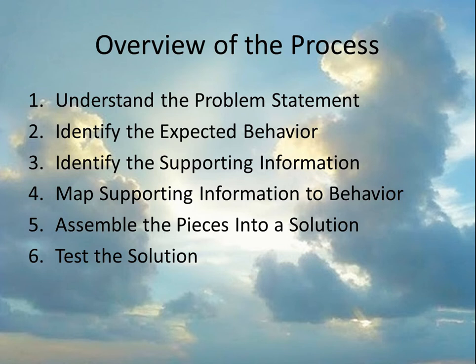Okay, so let's talk about what the 6 steps are. The first step is to understand the problem statement. Then you want to identify the expected behavior. Next, you want to identify your supporting information. Then you want to work on mapping your supporting information to the expected behavior. Once you've done that, you assemble all of the pieces and the information that you've put together into a solution, and then you test and verify your solution. So we're going to go over each of these steps in more detail right now.